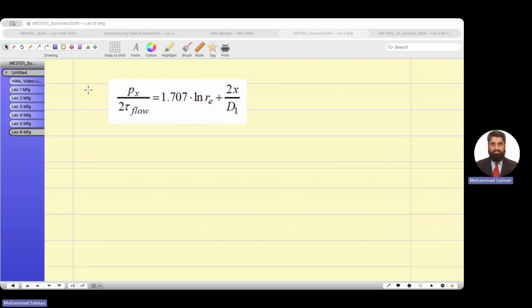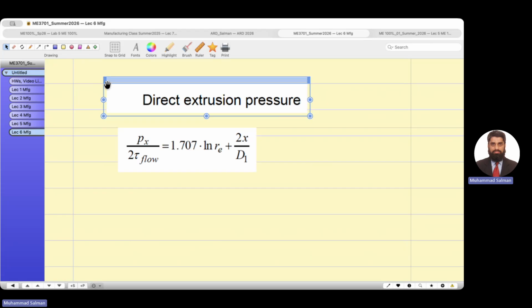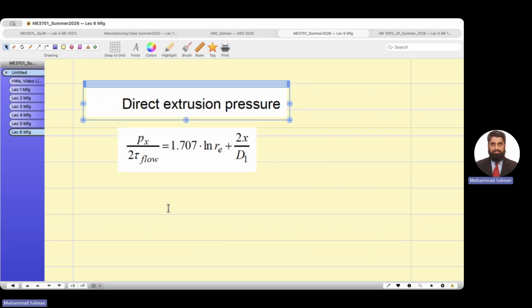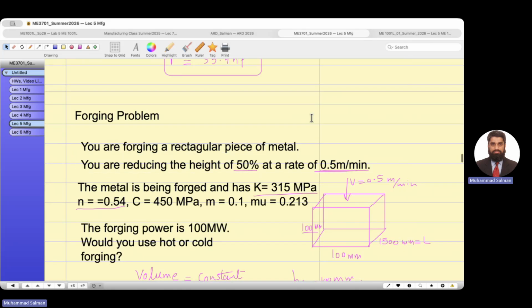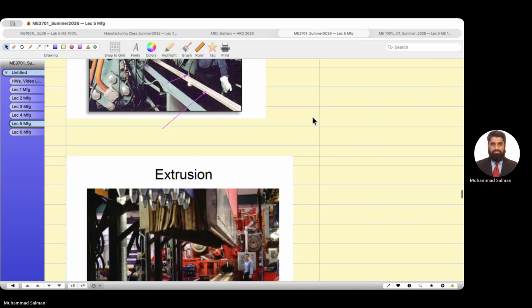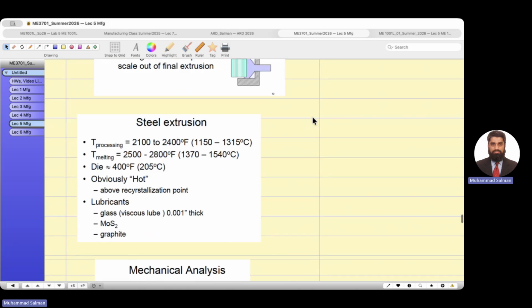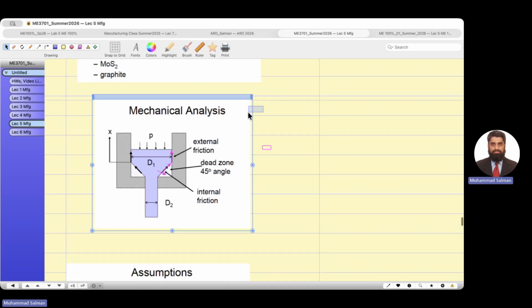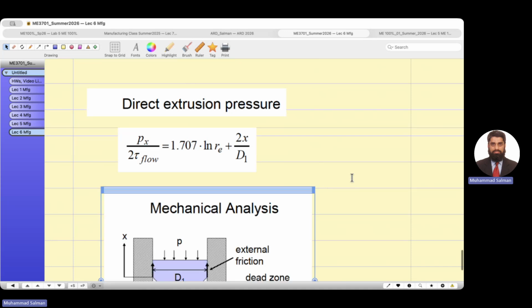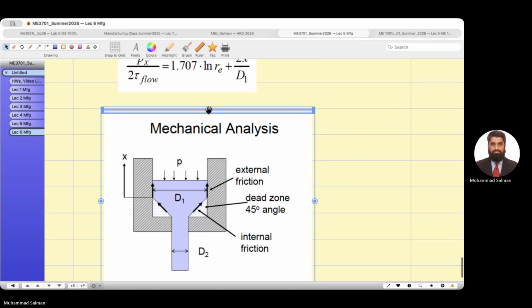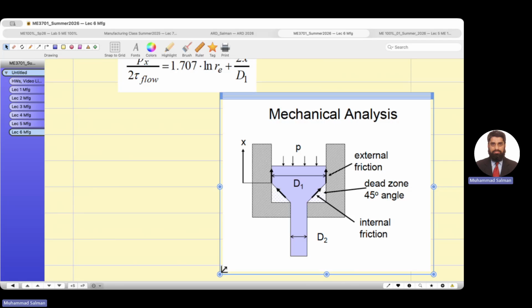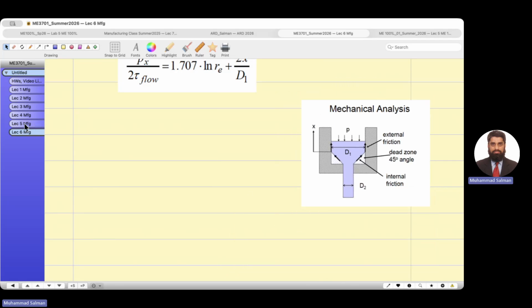Direct extrusion. Yes, this is the direct extrusion. There are two types of extrusion which you should learn. Direct extrusion: the ram comes from the back and the metal comes out in the front. So let me show you. I believe this is my direct extrusion. The pressure comes from the back, and after the die you get the extruded part, when the metal comes out of the die.